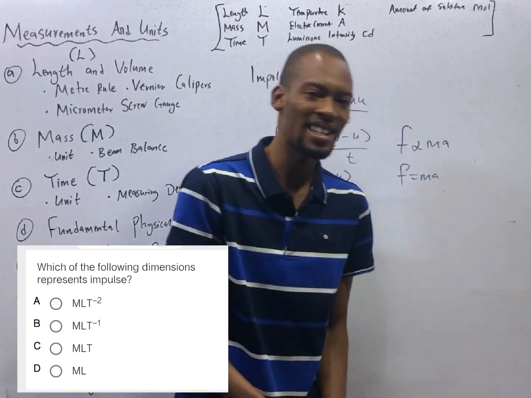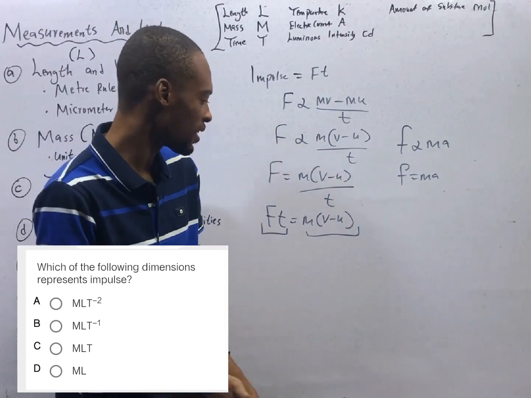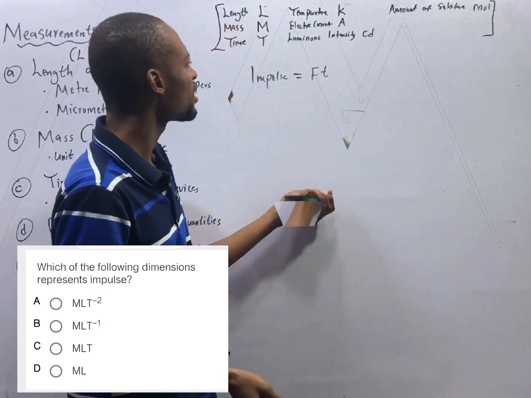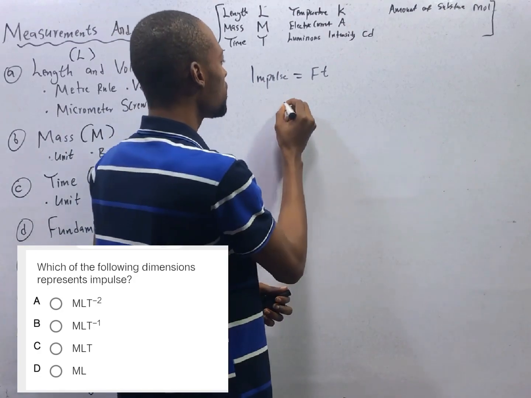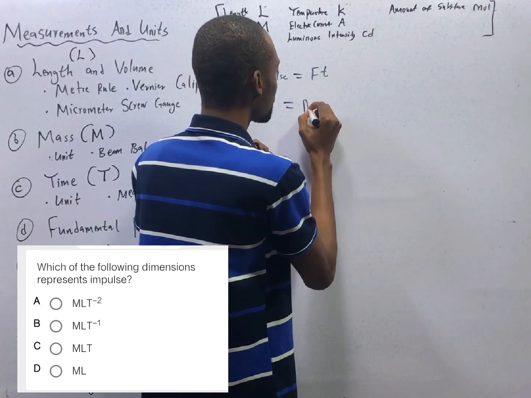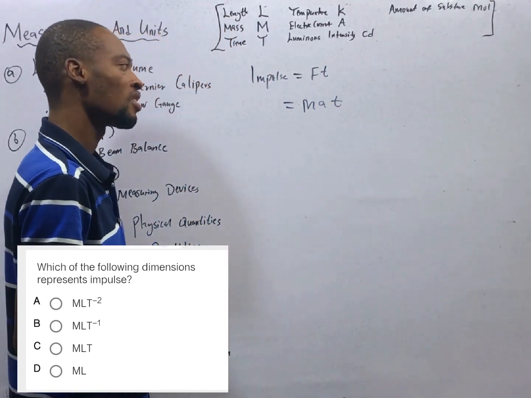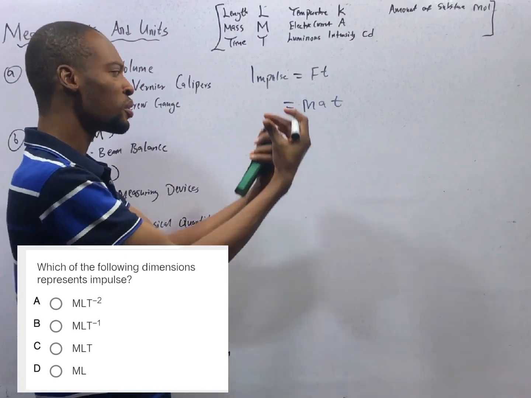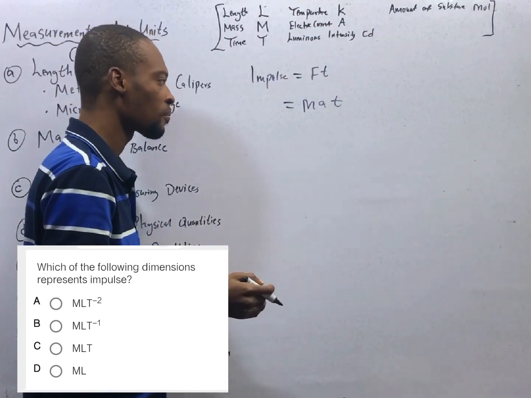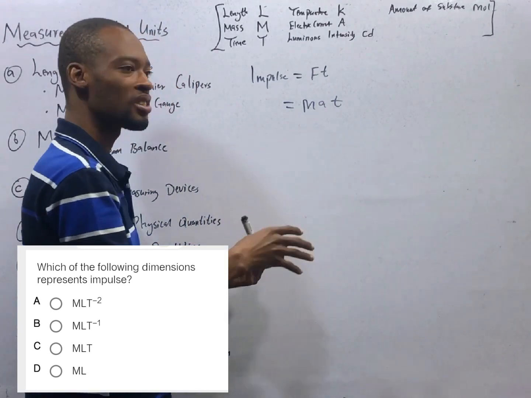Impulse is usually defined as a large force acting over a very, very short period of time. So add this to your dictionary. Impulse is force times time, which means that force is mass times acceleration. So this is mass times acceleration times time. This is impulse. Now we try to change everything or to make everything become fundamental quantities so that we can use these units. Mass is fundamental, time is fundamental, but acceleration isn't.